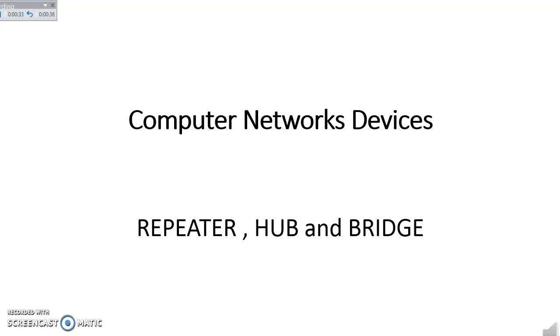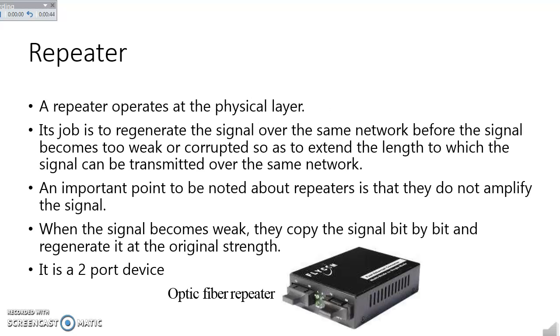In this session we learn about three computer network devices. First is the repeater, second is the hub, and third is the bridge. We learn one by one. So first is the repeater.